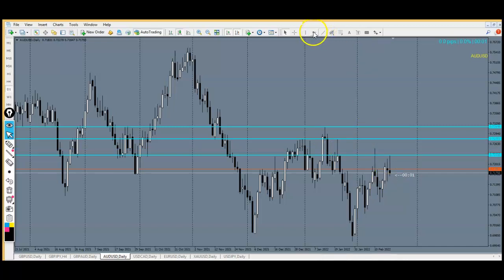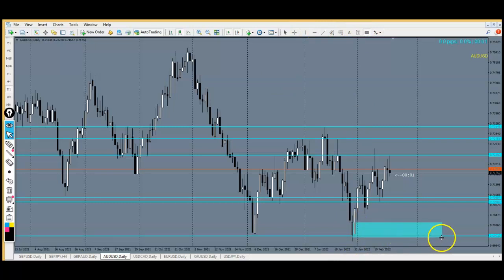Okay, and then to the lower side, we'll be looking for support somewhere around here, or supply zone somewhere around here, or really at the bottom here. So let's draw that supply zone there. That's for us to buy. We look for price to come down to these levels and we'll buy at this level.